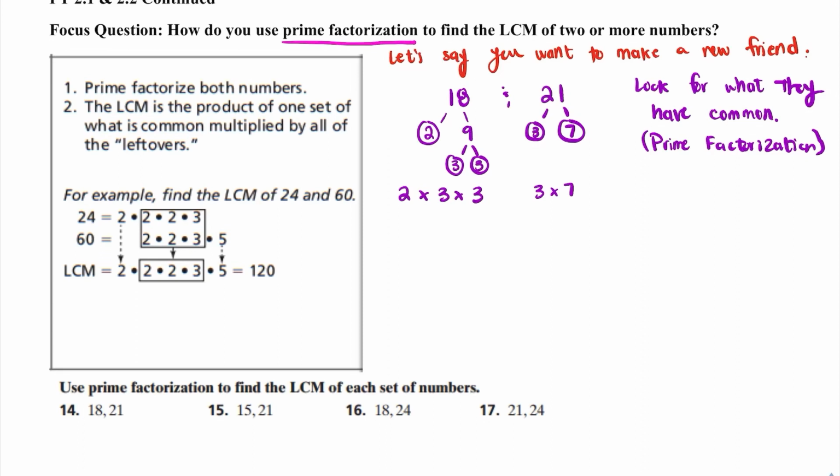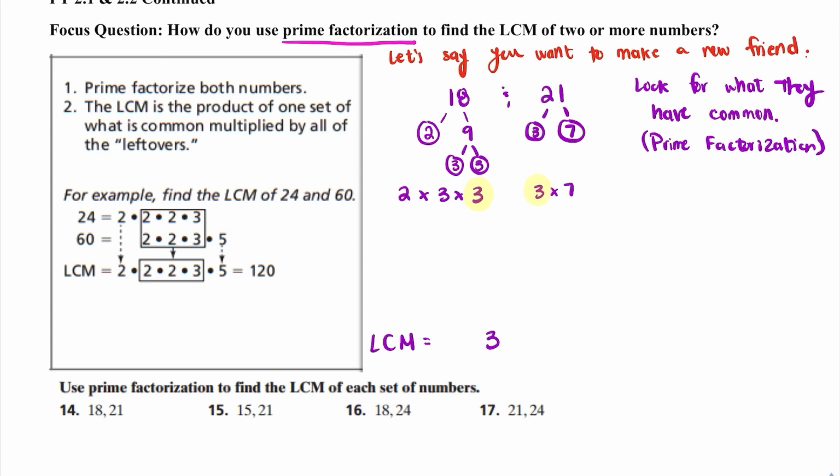Okay, now remember, we're looking for what they have in common. Well, you'll notice that 18 has a 3, and 21 has a 3. Okay, so I'm going to write at the very bottom here, we're going to take what's common between both of them. So 3 is definitely going to be involved here.